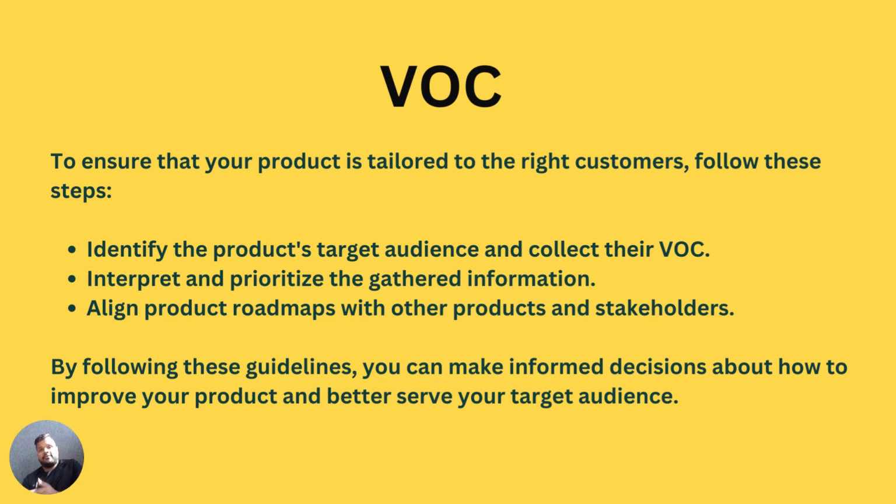The second aspect, which I said, was prioritization. Once you have a long laundry list of these interpreted items that you feel are good for your feedback, you'll have to then start prioritizing them. And once you prioritize, then you will align it with your product roadmaps, correct? And with your other product stakeholders. So these are the three key steps that you have to keep in mind.